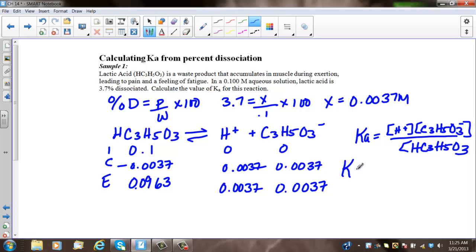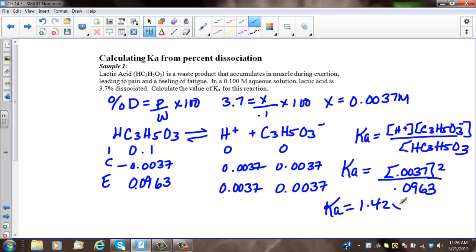So solving for our Ka, we can substitute in our equilibrium expressions. So technically we're going to have 0.0037 squared over 0.0963, which leads us to a Ka of 1.42 times 10 to the negative 4. That should make sense because lactic acid is a weak acid, so its Ka should be small.